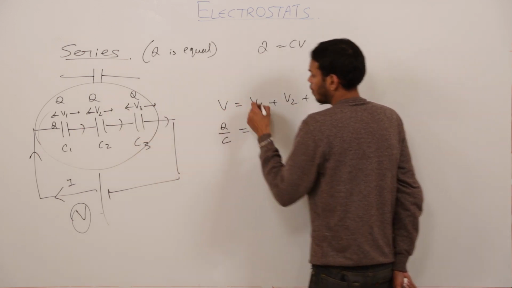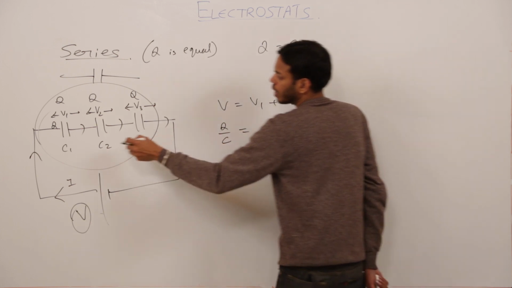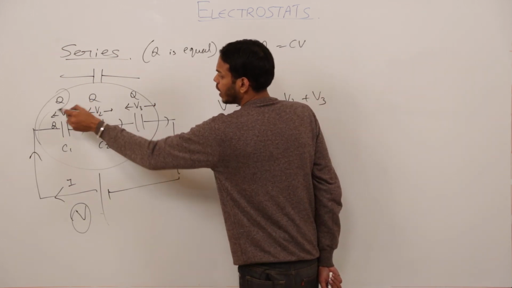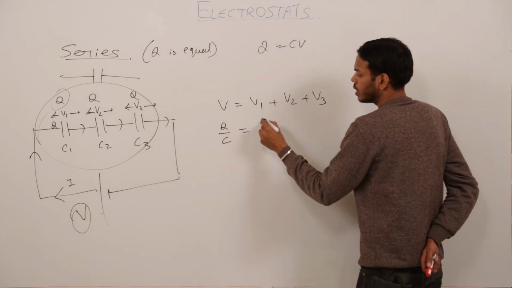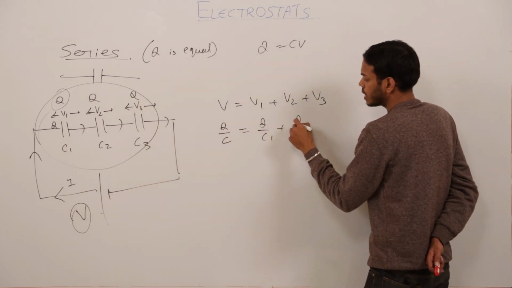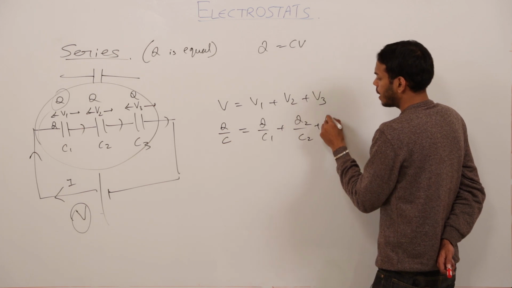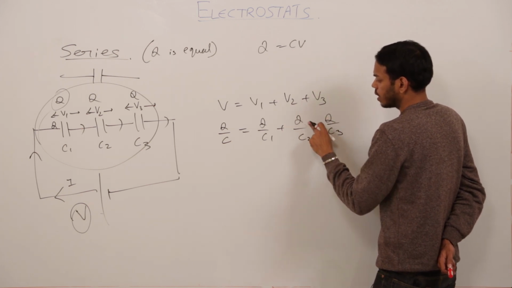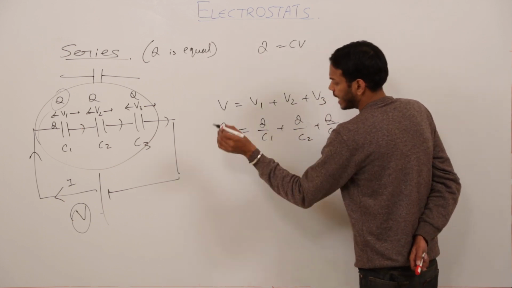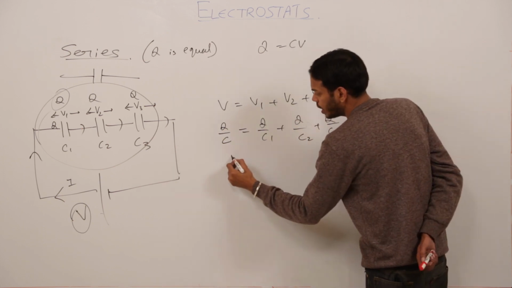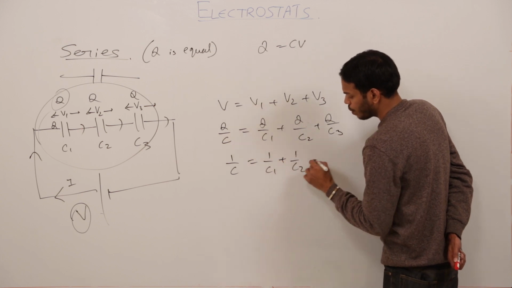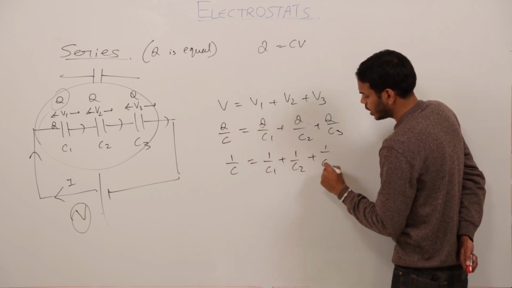For V1, I'll be using what? What is V1? It is Q1 upon C1, and Q1 is by chance Q only. So Q upon C1 plus Q upon C2 plus Q upon C3, not Q2. Cancel out Q, take it out common. Your answer would be 1 upon C equals 1 upon C1 plus 1 upon C2 plus 1 upon C3.